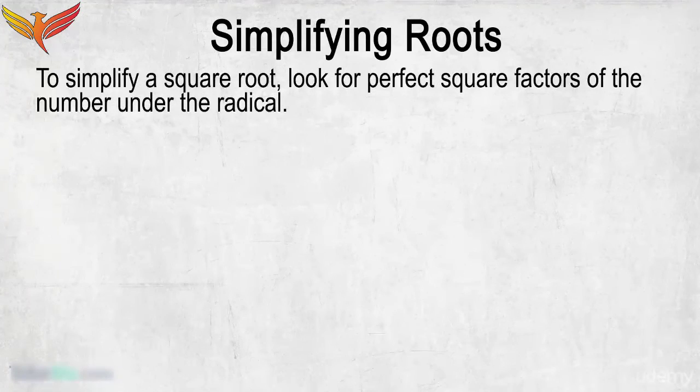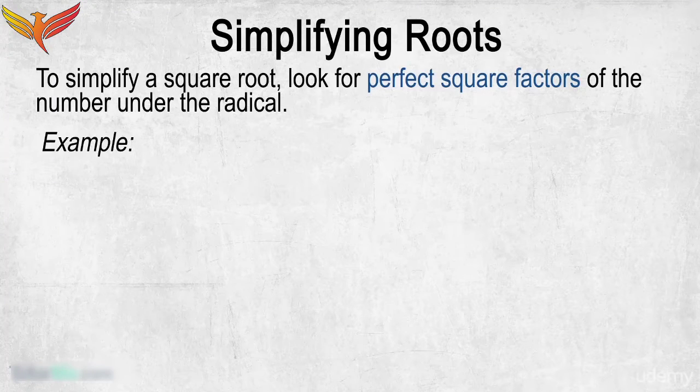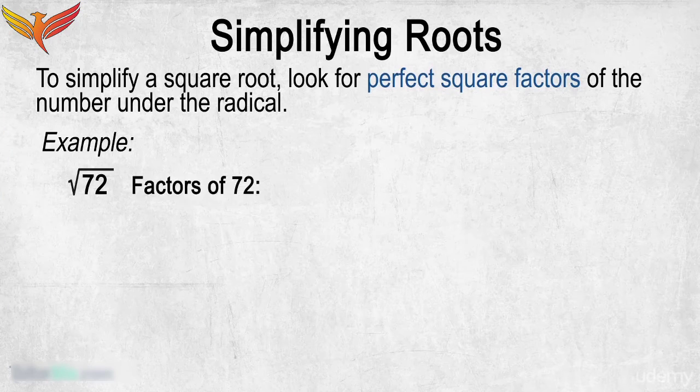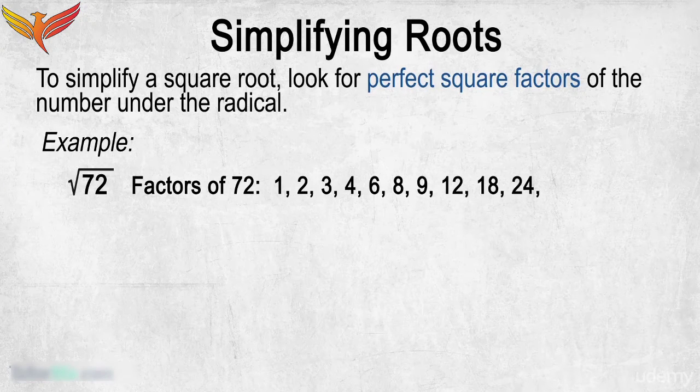Roots can be simplified by finding perfect square factors for the number under the radical. For example, let's take the square root of 72. We know it's not a perfect square, so our initial instinct may be just to let it be. Instead, let's take a look at its factors. We've got 1, 2, 3, 4, 6, 8, 9, 12, 18, 24, 36, and 72. You can see that there are 3 perfect square factors, 4, 9, and 36. We're looking for the biggest one, which in this case is 36.